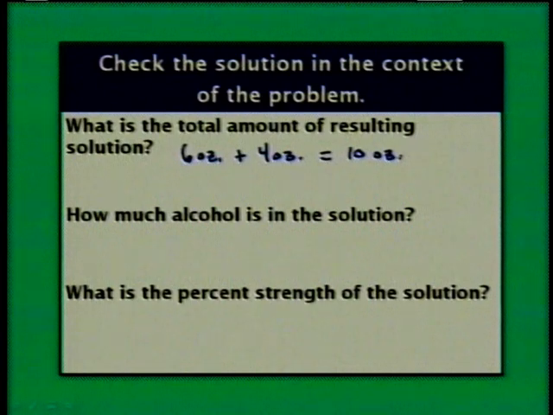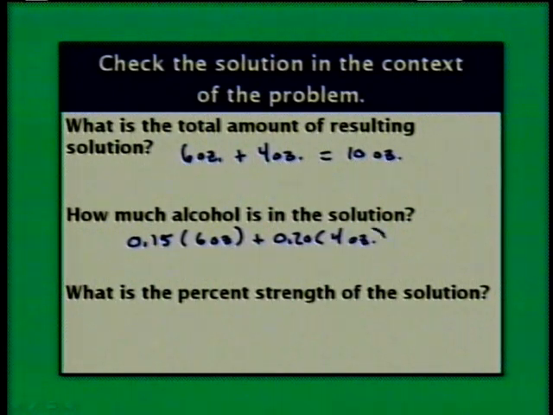How much alcohol is in the solution? Well, we need to calculate 15% of 6 ounces plus 20% of 4 ounces to figure out the amount of pure alcohol in the solution.